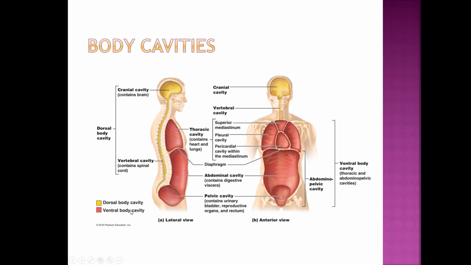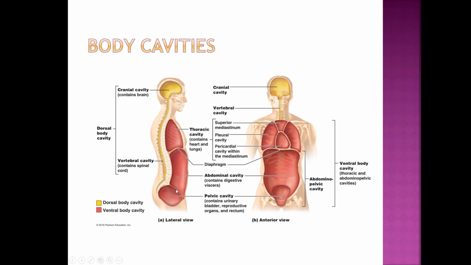So within each body cavity, there are further subdivisions. In the dorsal body cavity, we have the cranial cavity, which would contain the brain. And then we have the vertebral or spinal cavity, which would contain the spinal cord. And so those are the two subdivisions of the dorsal body cavity.